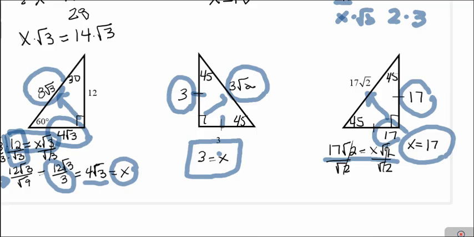So hopefully now you have a better understanding of the two different types of special right triangles. Please make sure that you take time to memorize both the 45-45-90 and the 30-60-90, because you're going to see these used not only in Chapter 9, but also in every remaining chapter from this point on.